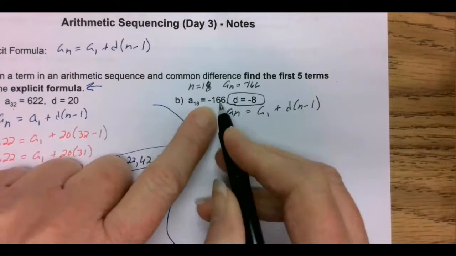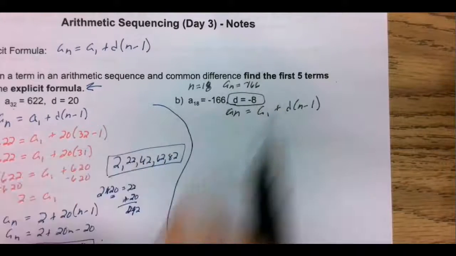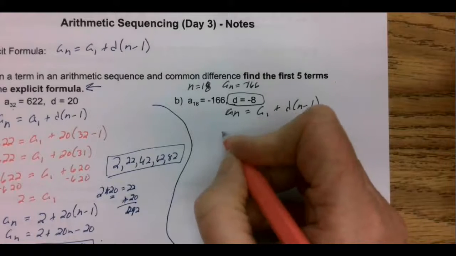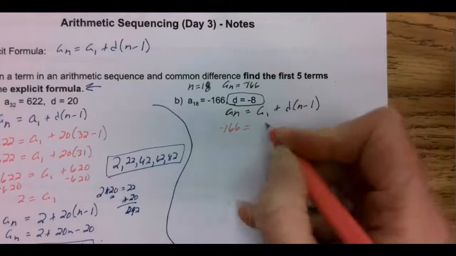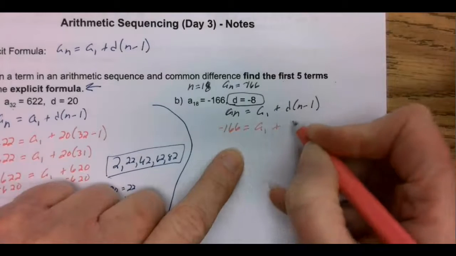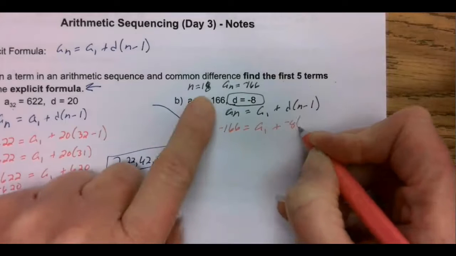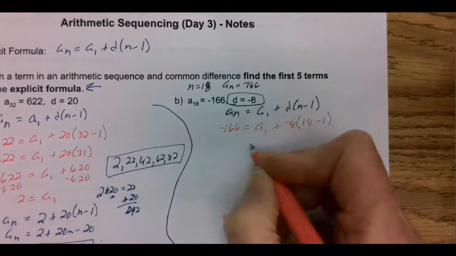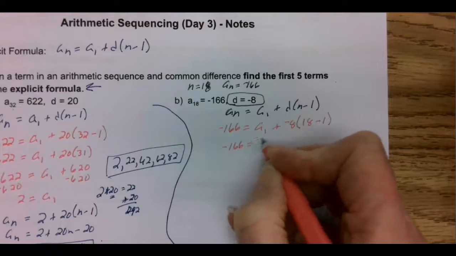Because it tells us that specific term, a sub n is a term in the sequence. We can use that as our a sub n. So a sub n is negative 166. A sub 1 is what we don't know. Our difference is negative 8. N is 18. So we get negative 166.